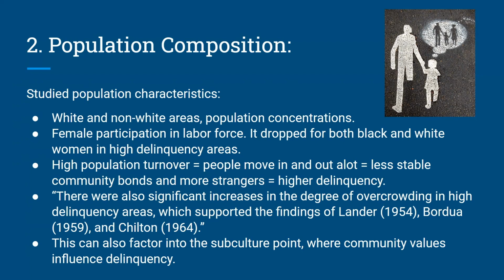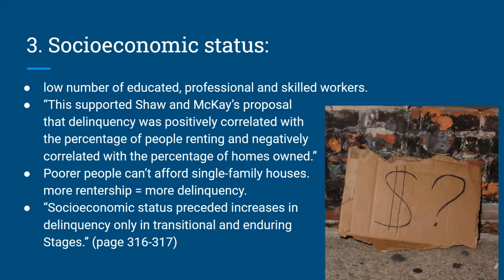And so this population composition factor can also go into the subculture point where the community's composition leads to what its values and culture will be, and that influences the delinquency. Socioeconomic status is the third important one, and they found that there was a low number of educated people as well as low professionals and skilled workers.